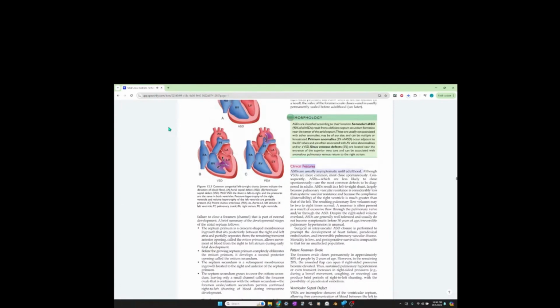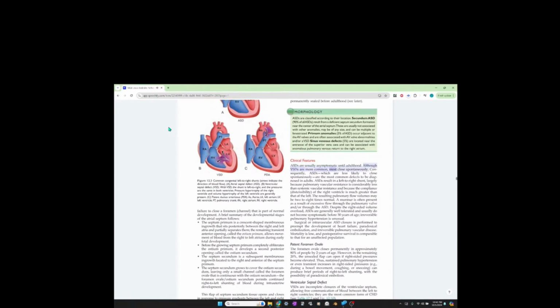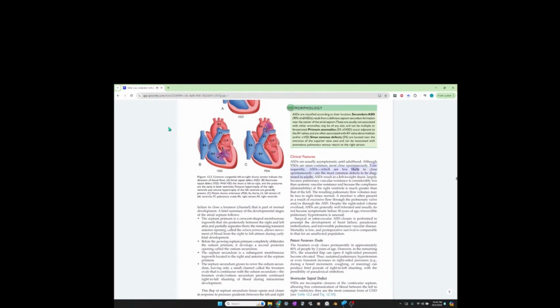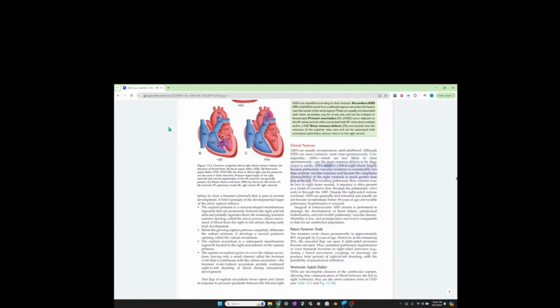Clinical features: ASDs are usually asymptomatic until adulthood. Although VSDs are more common, most close spontaneously. Consequently, ASDs, which are less likely to close spontaneously, are the most common defects to be diagnosed in adults. ASDs result in a left-to-right shunt, largely because pulmonary vascular resistance is considerably less than systemic vascular resistance and because the compliance of the right ventricle is much greater than that of the left.